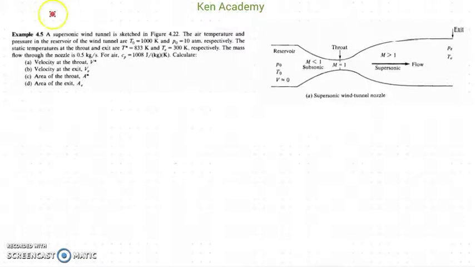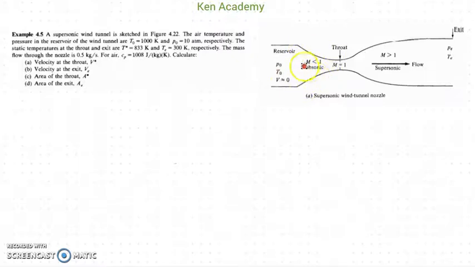So our supersonic wind tunnel has a reservoir right here, and this is the inlet section. This is the converging section, and then we have the throat of the wind tunnel, and this is our diverging section, and this is our exit section. Now, it is indicated right here in this figure that the velocity of the substance, which is air, is negligible or equal to 0.